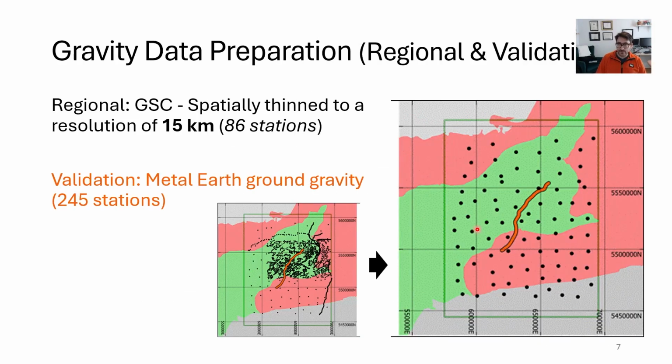This is just how we prepared our gravity data. It falls into two main sets. One is our inversion data set, and that's the regional GSC ground gravity data that I pointed out in the map earlier. That was spatially thinned to a resolution of 15 kilometers, reducing it to 86 stations, and that's just to prevent bias in the data. And our validation data set is our Metal Earth ground gravity, and that is this orange line that's shown here.